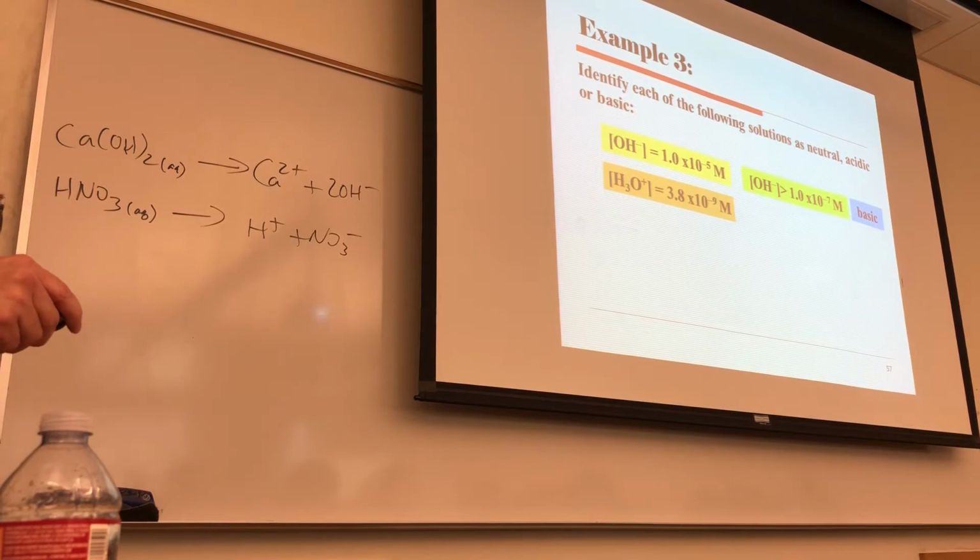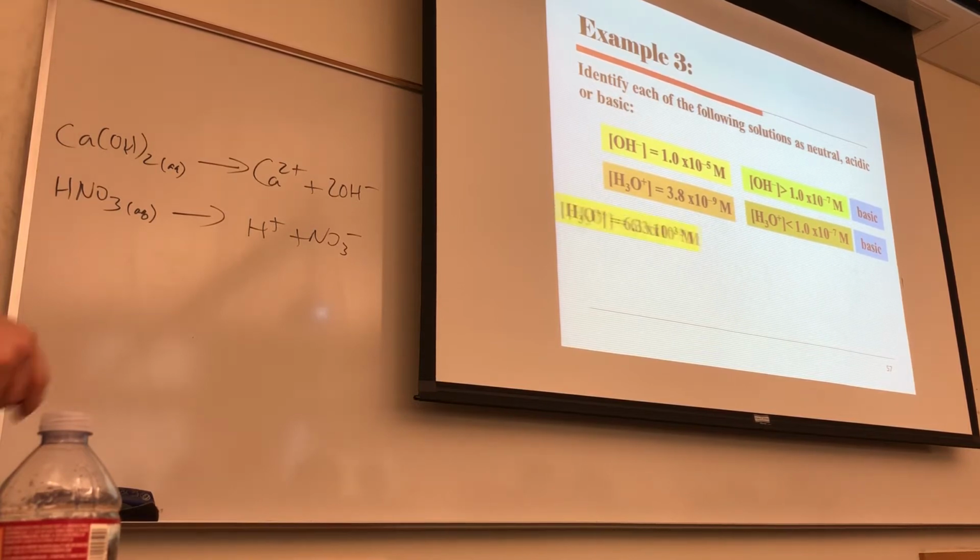What about this? Is that greater or less than 1.0 times 10 to the minus 7? Less than. So what kind of solution do I have? Acidic. This is looking at the acid, so that means this is less, so that means I have a basic solution. Absolutely. Is this greater or less than 1.0 times 10 to the minus 7?